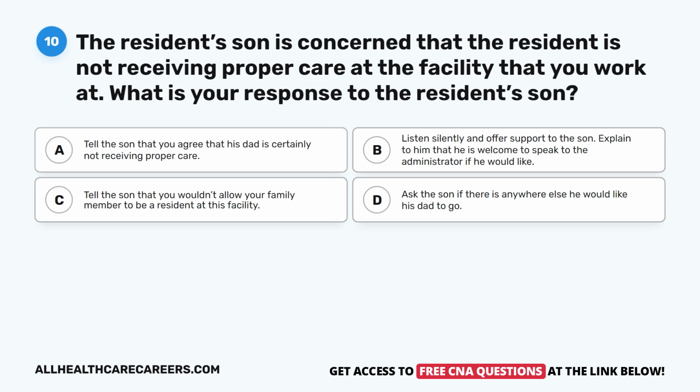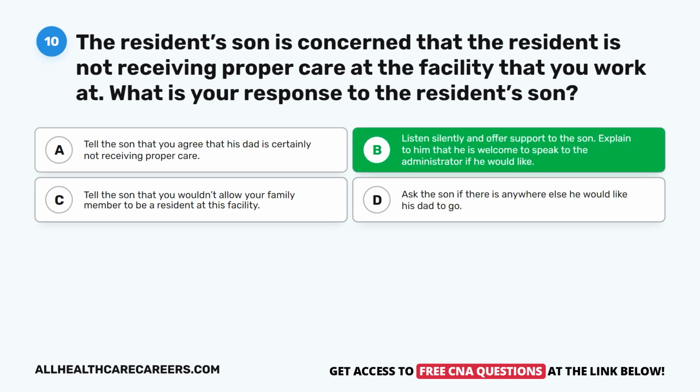Question 10. The resident's son is concerned that the resident is not receiving proper care at the facility that you work at. What is your response to the resident's son? A. Tell the son that you agree that his dad is certainly not receiving proper care. B. Listen silently and offer support to the son. Explain to him that he is welcome to speak to the administrator if he would like. C. Tell the son that you wouldn't allow your family member to be a resident at this facility. D. Ask the son if there is anywhere else he would like his dad to go.